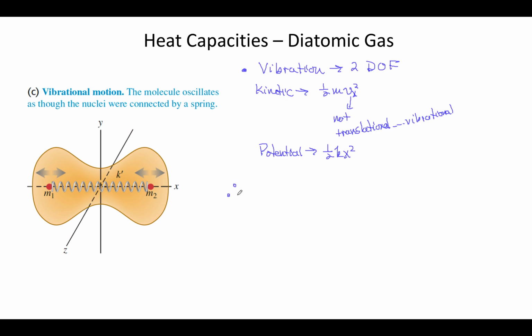So therefore, diatomic molecules, and I'm going to put in parentheses, can have up to 7 degrees of freedom. 3 translational, 2 rotational, 2 vibrational. And if you bought into the derivation I just did for the monatomic gas, that implies that the specific heat is 7/2 R.